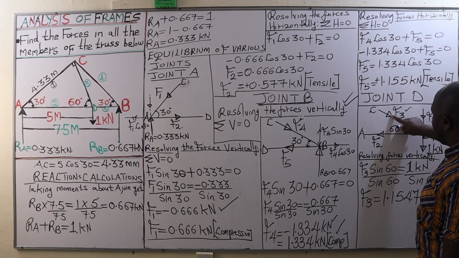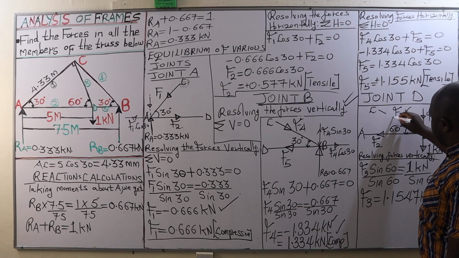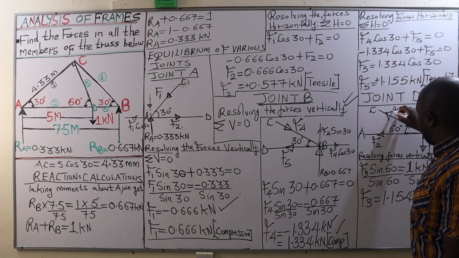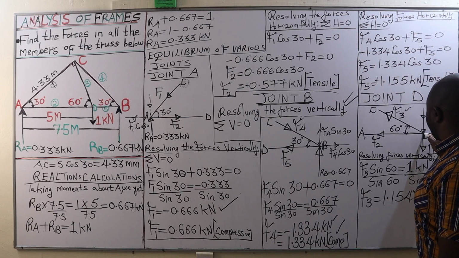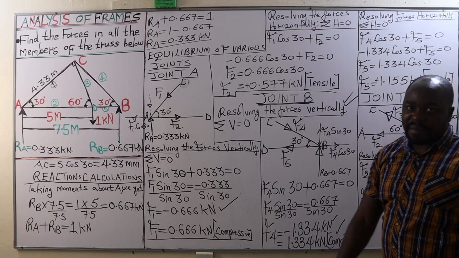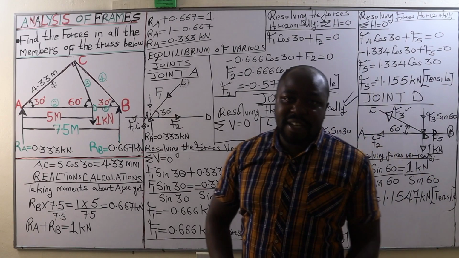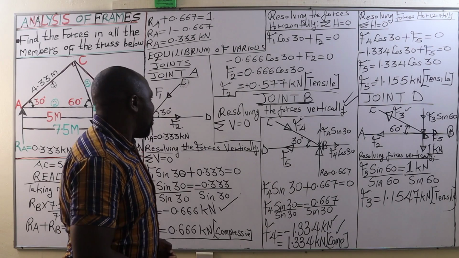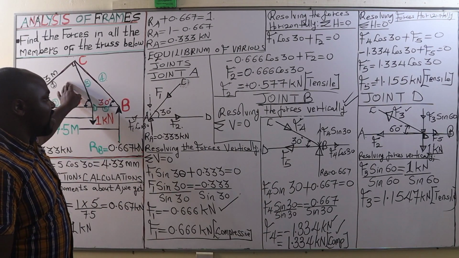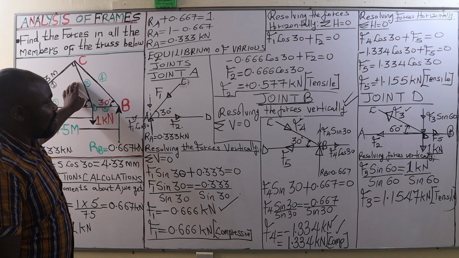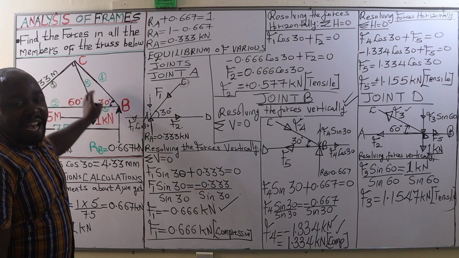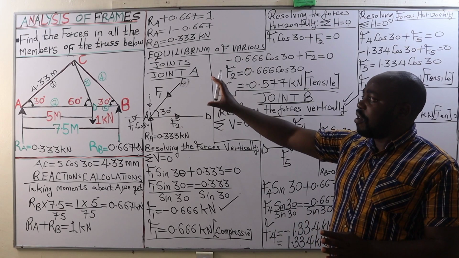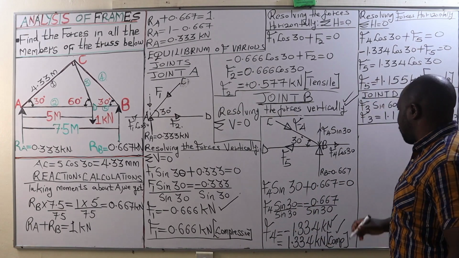Therefore, we are going to change that force from being compressive to tensile. That is, it is pulling joint D. Therefore, ladies and gentlemen, that is how we calculate the forces acting on all the members of this simple truss that we got at this point. And therefore, the forces acting on all those members will be as follows.